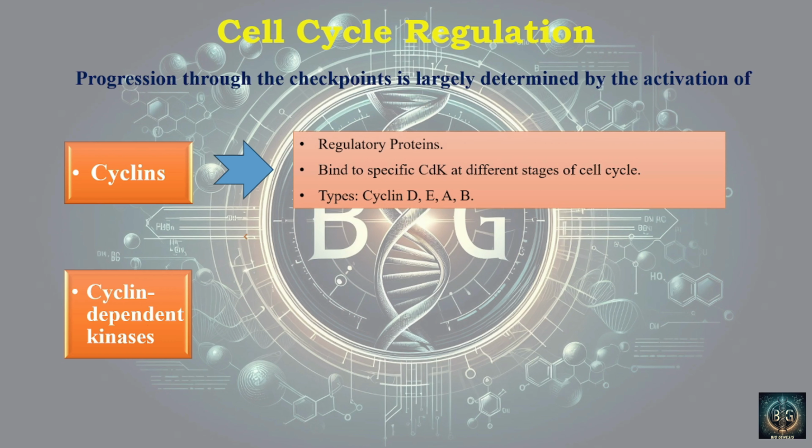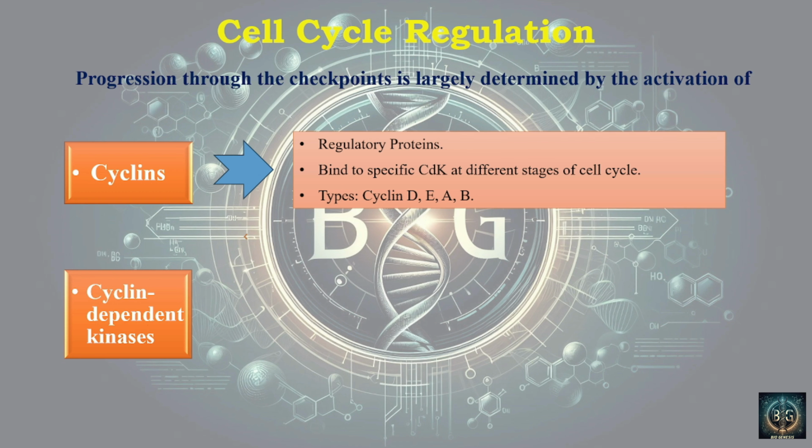Cyclins are regulatory proteins. They bind to their specific CDK, that means cyclin dependent kinases, at different stages of cell cycle. There are mainly four types of cyclins that are activated in different stages of cell cycle and regulate the cell cycle mechanism. Those are cyclin D, E, A and B.